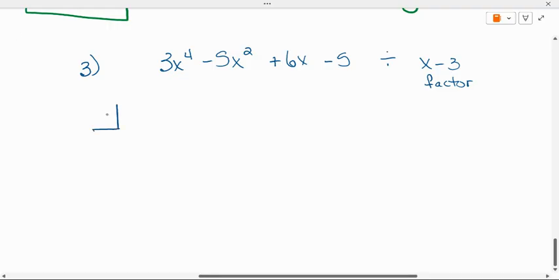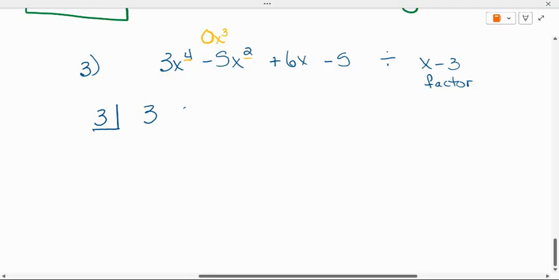My root is positive 3, so that's going to go here first. The other thing I want you to notice is you have an x to the 4th power and an x squared. You need to insert a 0x cubed. You have to remember to go in standard form, or descending order. Can't skip any powers. So the first coefficient is 3.